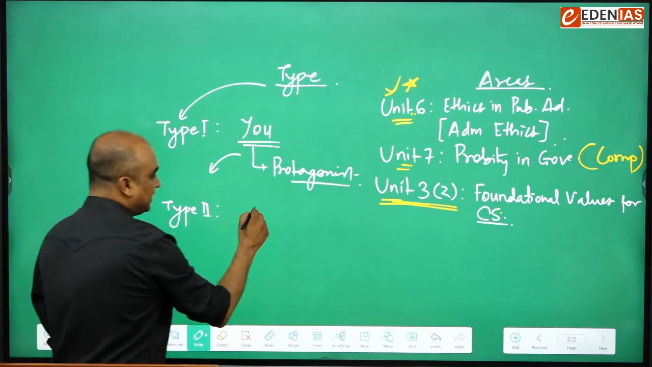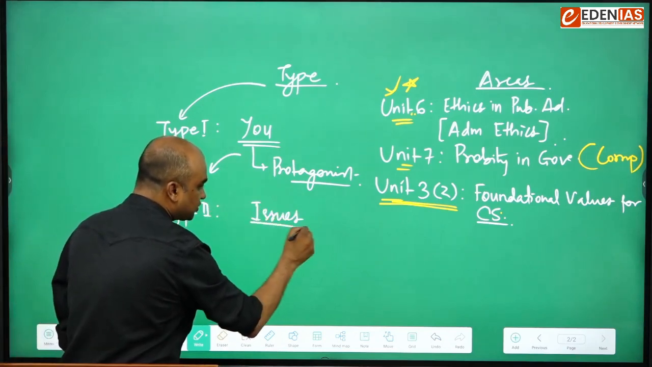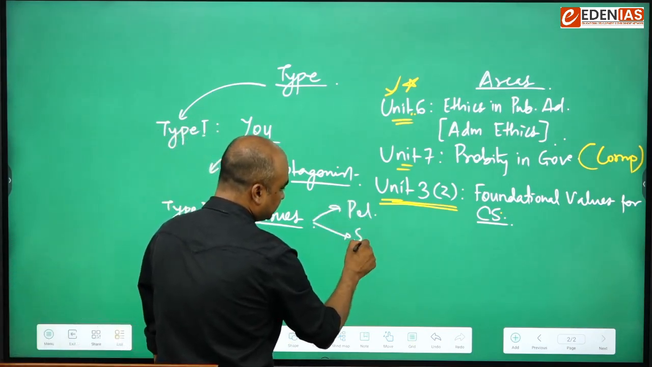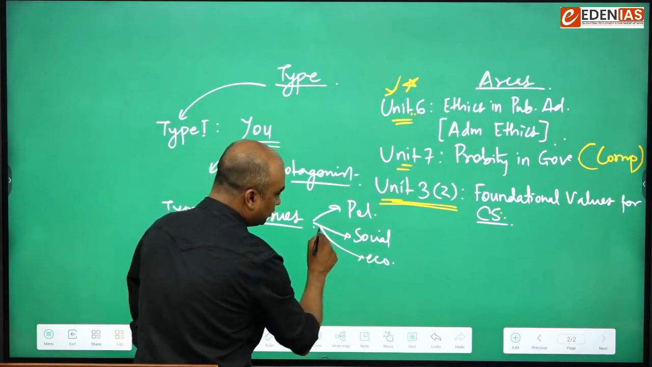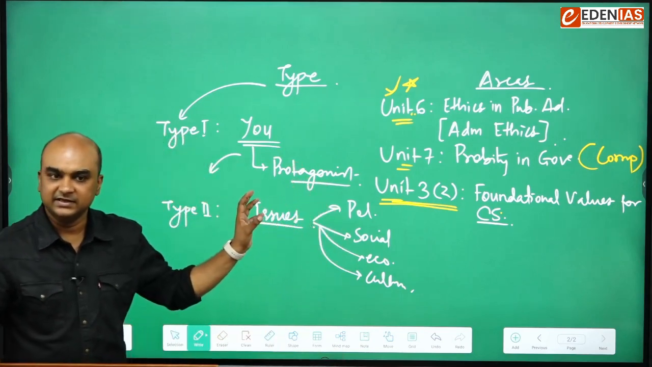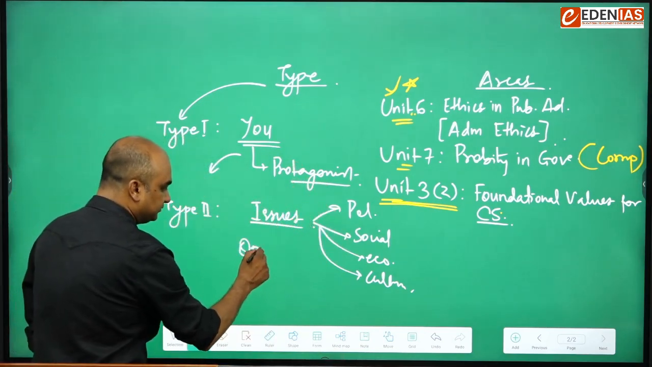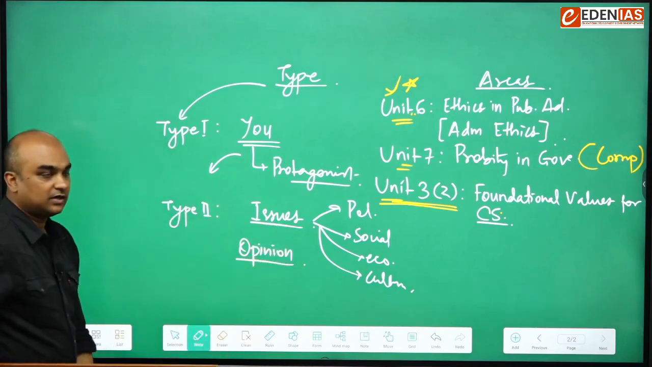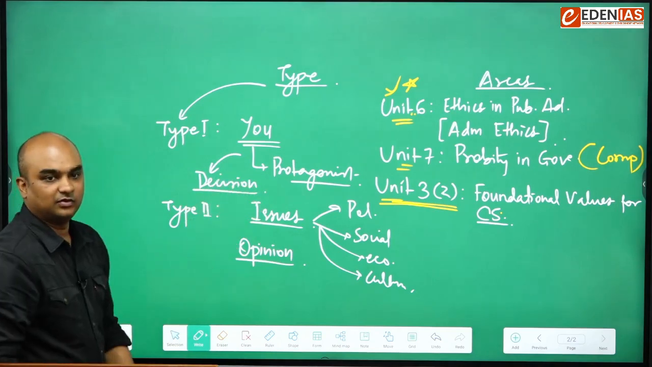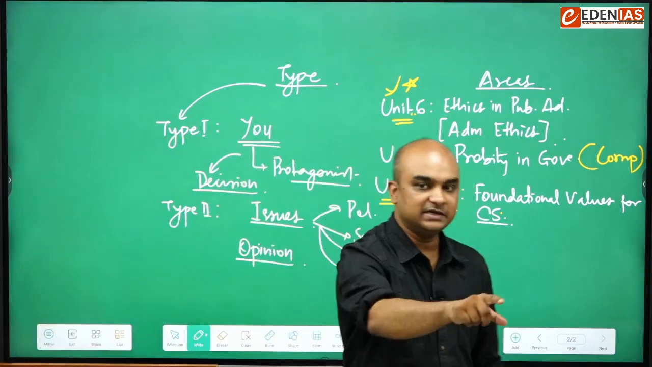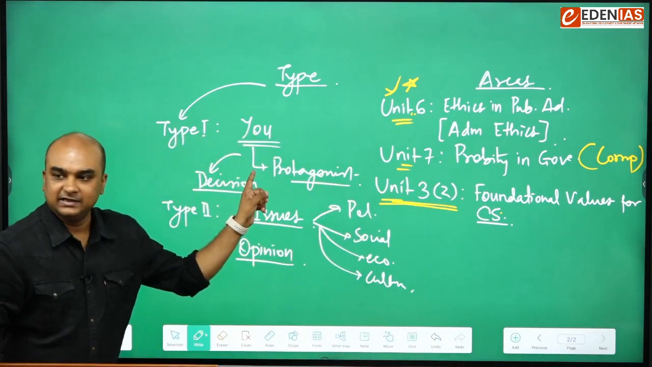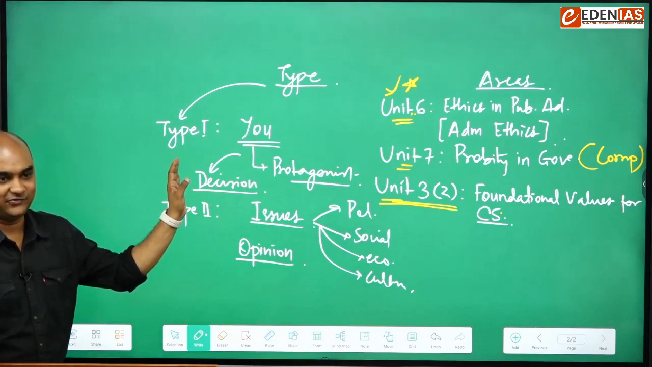Type 2 are case studies which are based on issues, like, for example, political issues, social issues, economic issues, cultural issues, or any other kind of issue. These case studies seek from you an opinion, whereas these kind of case studies seek from you a decision. What you are going to do if you are under this scenario, what would be your course of action? So that is a kind of decision seeking from you.